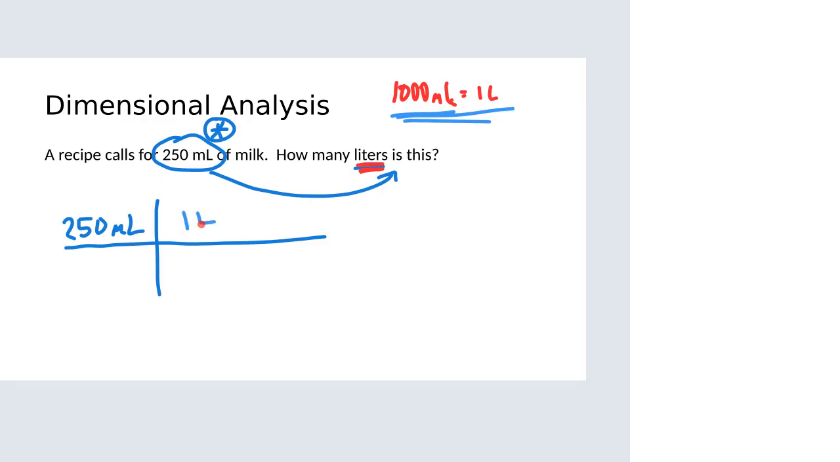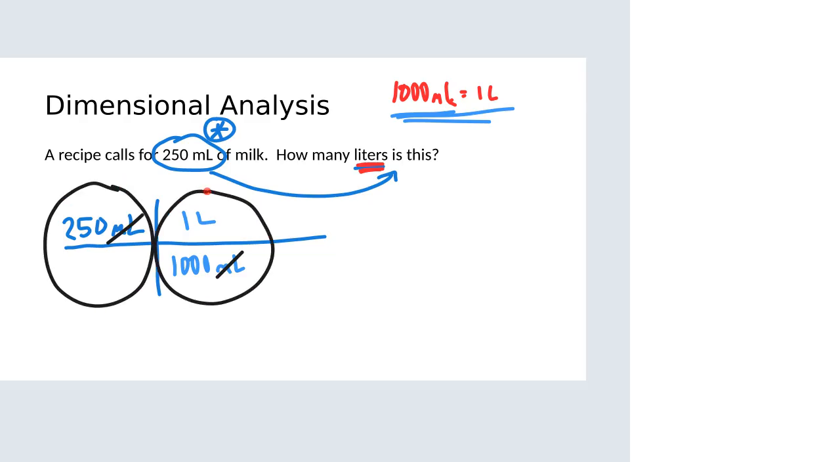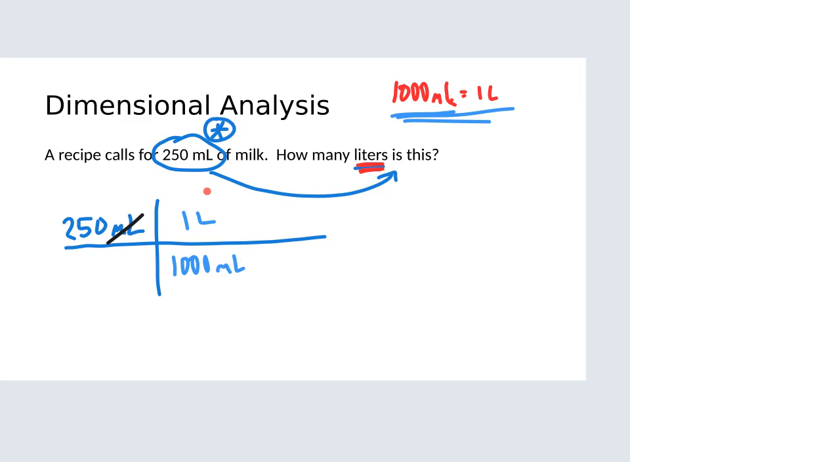And the 1 liter is going to go on top, not just because a liter is bigger or anything like that. It's because we want the 1,000 milliliters on the bottom, because our goal with this whole unit fraction is to make milliliters cancel. I have milliliters on top of a fraction over here, and milliliters on the bottom of a fraction, so they'll cancel. The only units I have remaining are liters. The problem told me to turn it into liters.